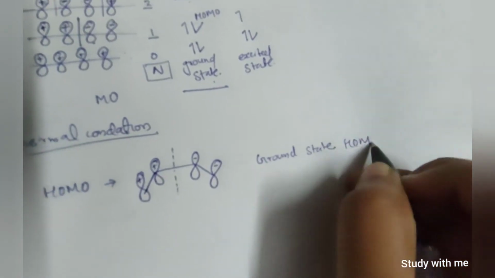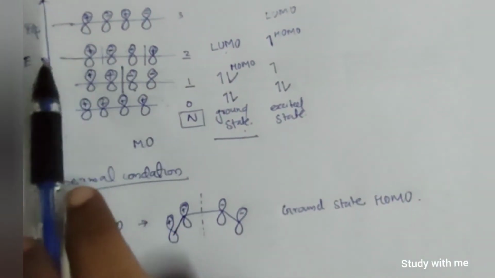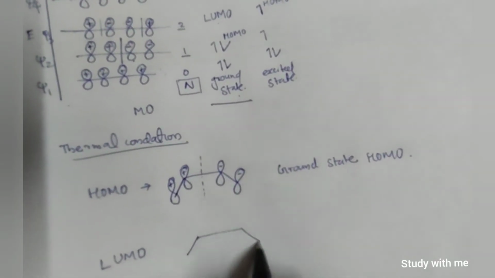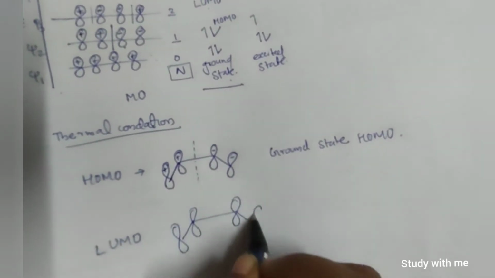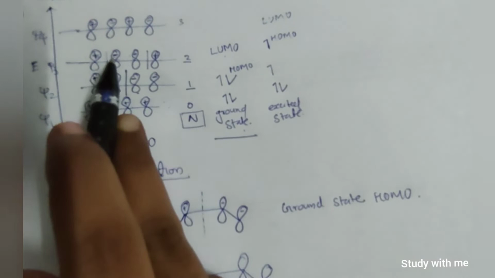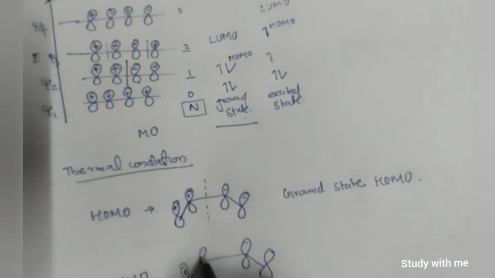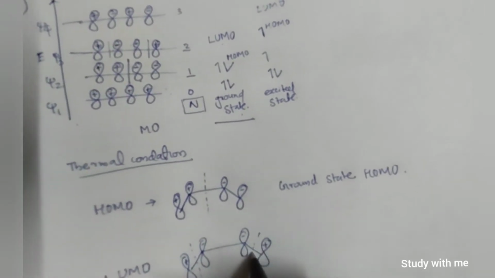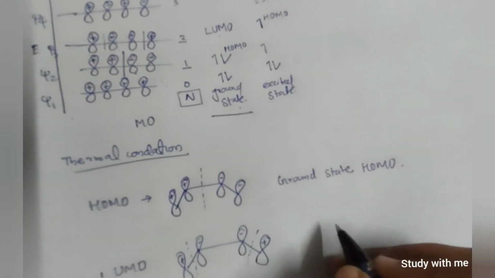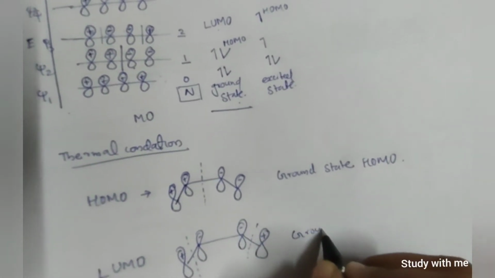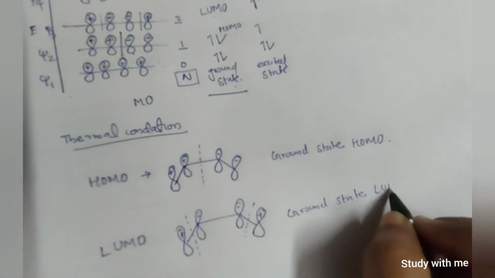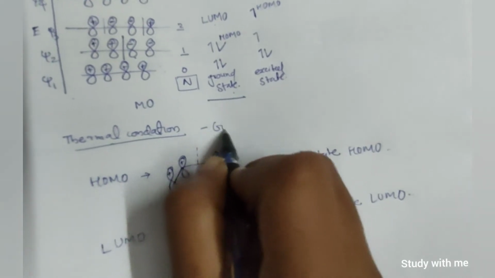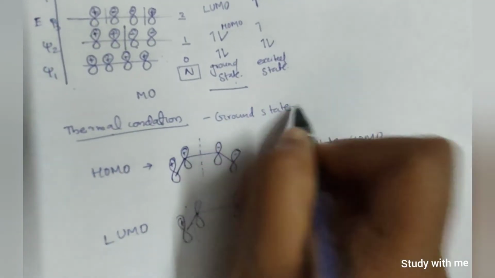This is the ground state HOMO. Then what will be the ground state LUMO? The psi 3 will be the ground state LUMO, isn't it? We are plotting the ground state now. What are the signs? Plus, minus, minus, plus. And the nodes are here, like this. This is the ground state LUMO. Okay. In thermal condition, we consider only the ground state.